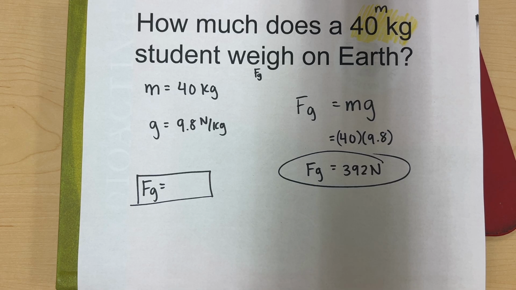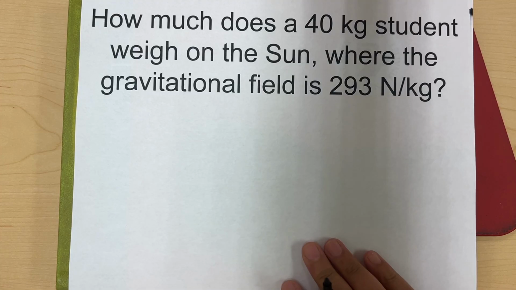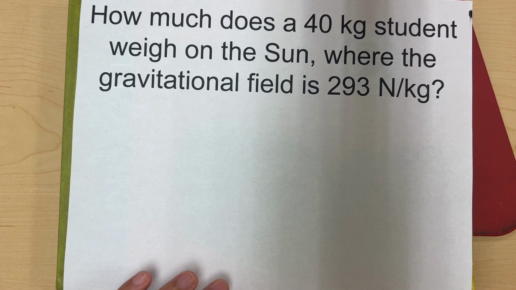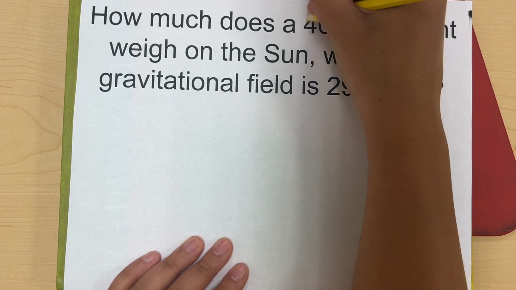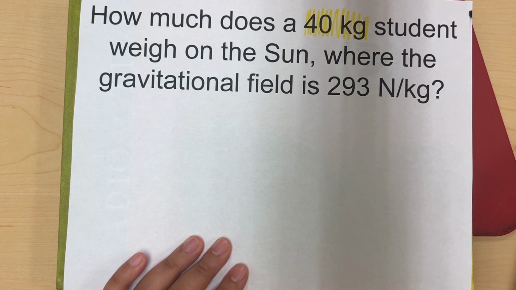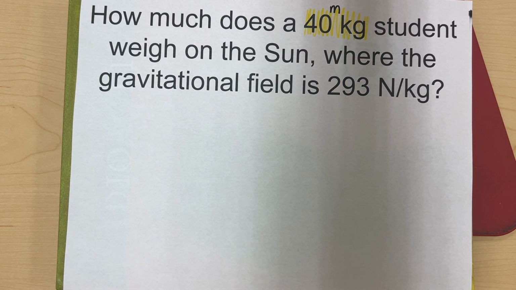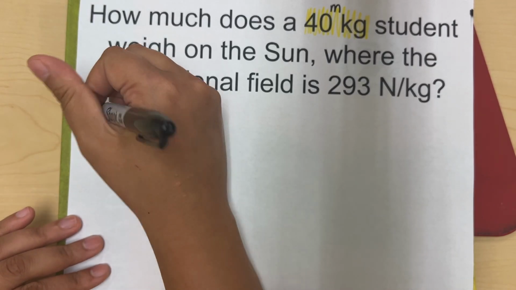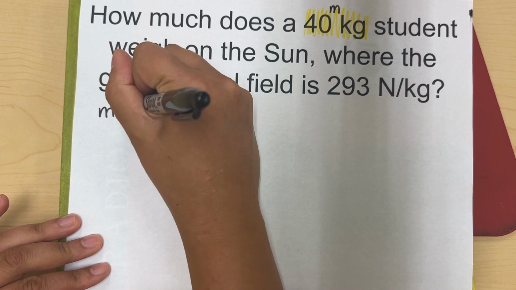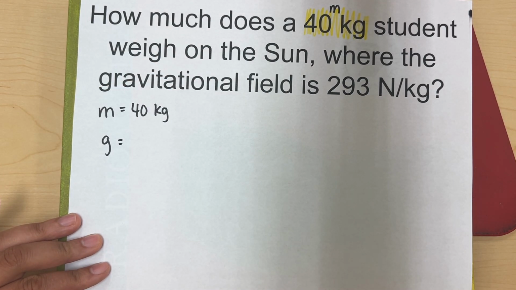So what if I take this same human and I'm very mean and I put them on the sun? Okay, so sorry, they're not going to have a great day with that. On the sun, we see this 40 kilograms of mass, and notice when a mass moves from place to place, the mass stays the same because the student presumably didn't lose any matter in this. Mass stays the same no matter what gravitational field you're in.